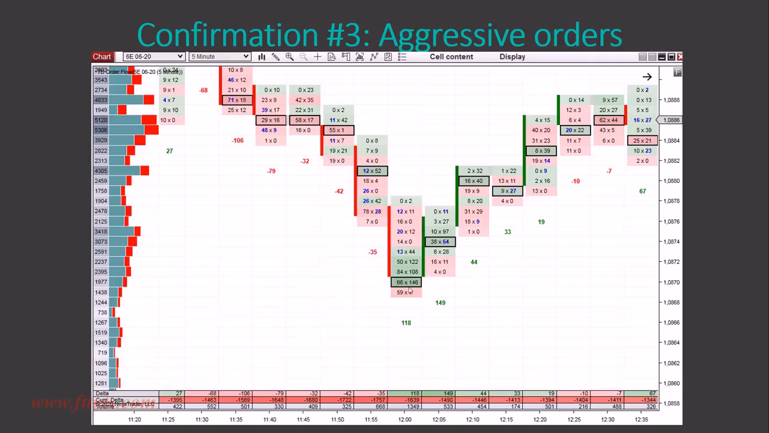Then you should notice this 146, 108, 122. That's aggressive buyers jumping in. Aggressive buyers with market orders jumping in. This is signal for you to go long. As you can see, positive delta all the way.